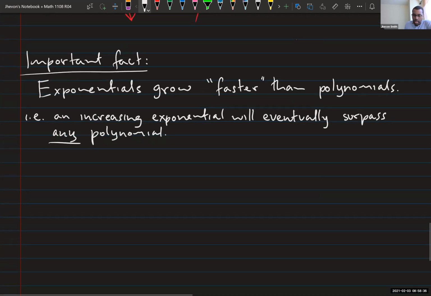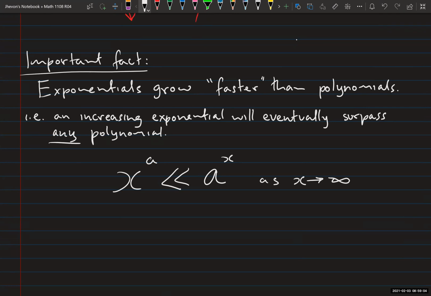This idea is expressed something like the following. If I have a to the x, that is going to be seen as, we use this expression here, as much larger than something like x to the a, as x goes off to infinity and say a is larger than 1. Okay, so this is something that, again, as a mathematical concept, a lot of people know it. Oh, exponentials grow faster than polynomials.